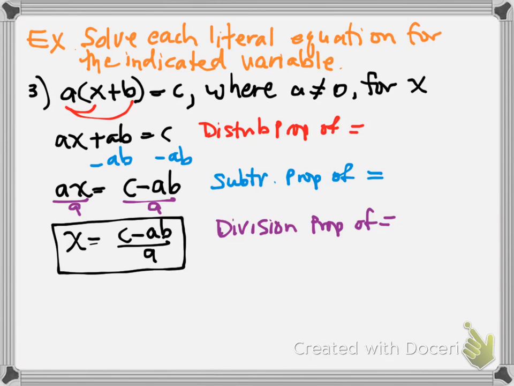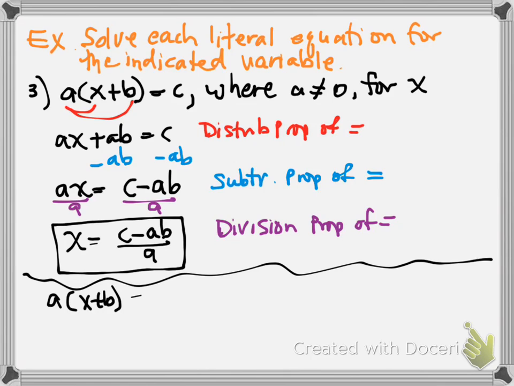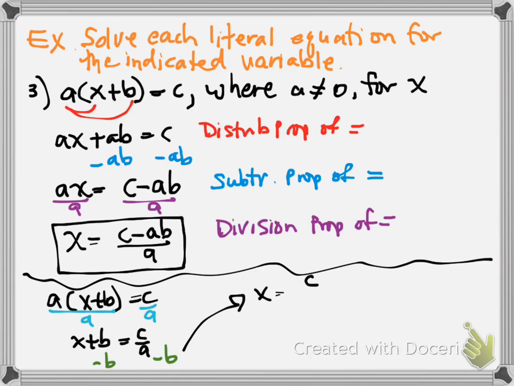Now, let me show you an alternative to this problem. What if we did this? Divide both sides by a. We get x plus b equals c over a. Subtract b from both sides, and we would get x equals c over a minus b.